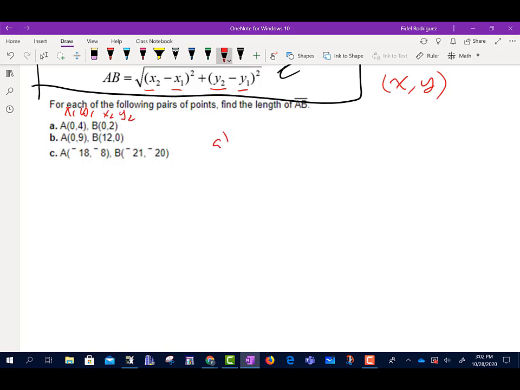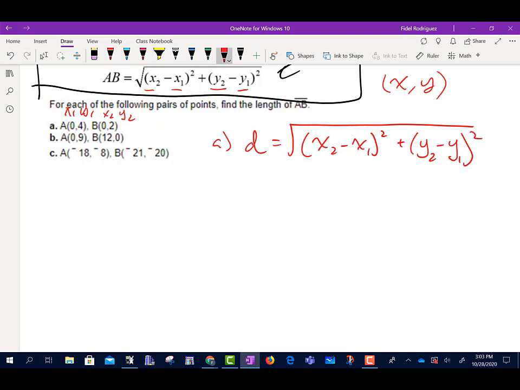So for part A, if I'm going to find the distance, I'm going to copy down the formula that we have right here, x2 minus x1 squared, y2 minus y1 squared. And we're going to go in slow motion. So x2, what is my number x2? It's the number 0. You don't have to go but it helps. x1, what is my x1? It's 0 again. All right, y2 is the number 2.